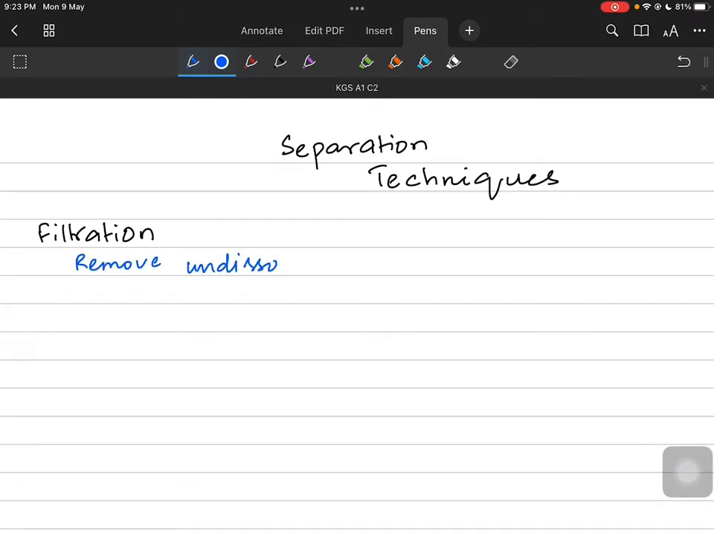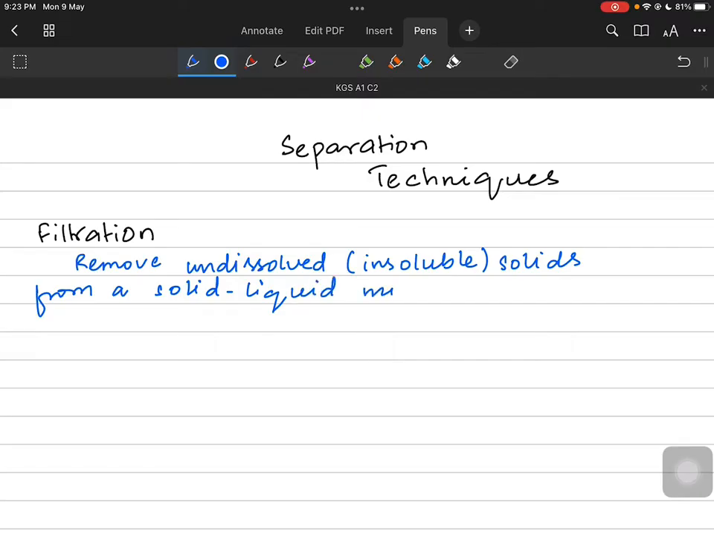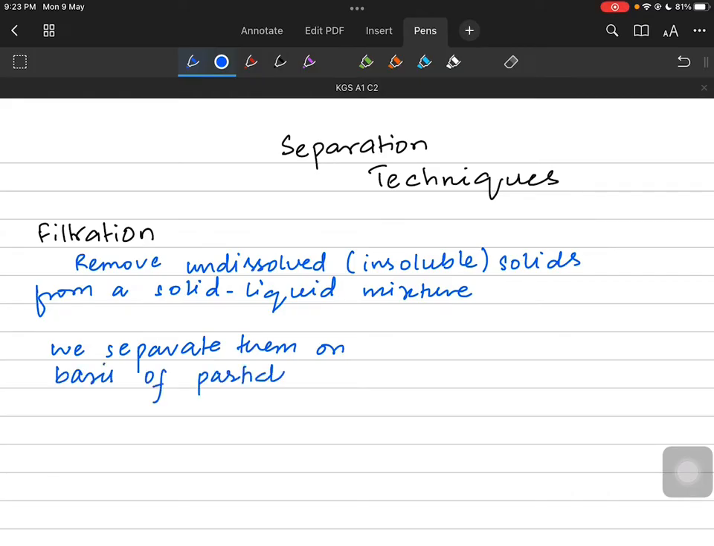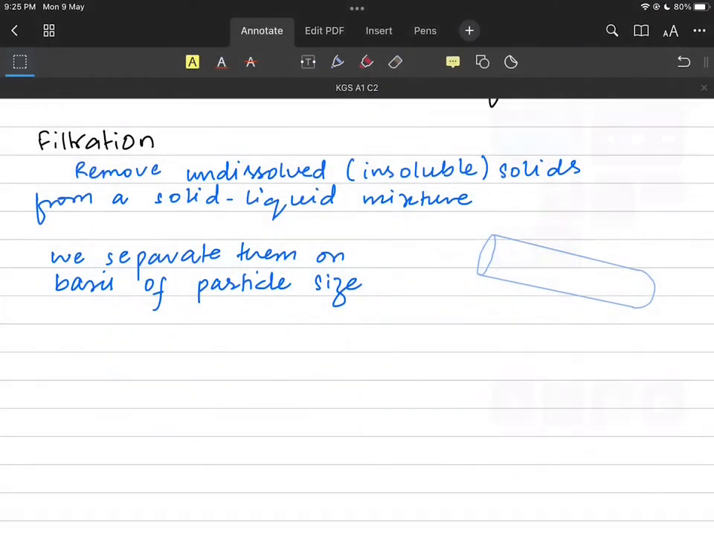Now what is filtration? Filtration is done to remove the undissolved, or you can say insoluble, solid particles from a solid liquid mixture. We should remember it wasn't a solution, it was rather a suspension because it was not uniform. The solid particles were not soluble in the liquid. We separate the solids on the basis of particle size, because the insoluble solid particles cluster together to make large sized particles.